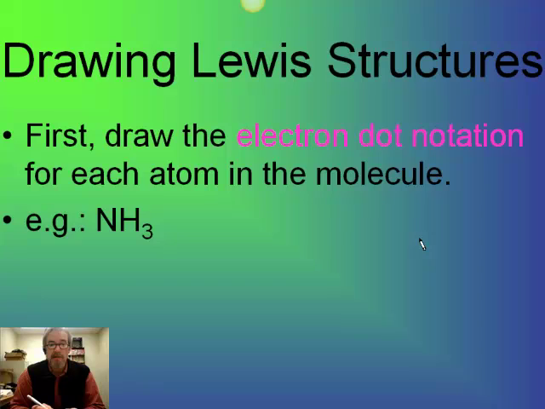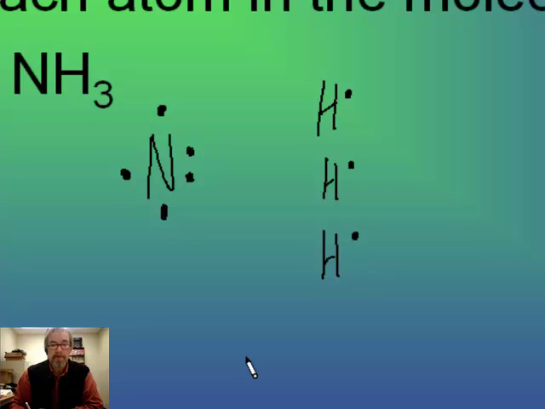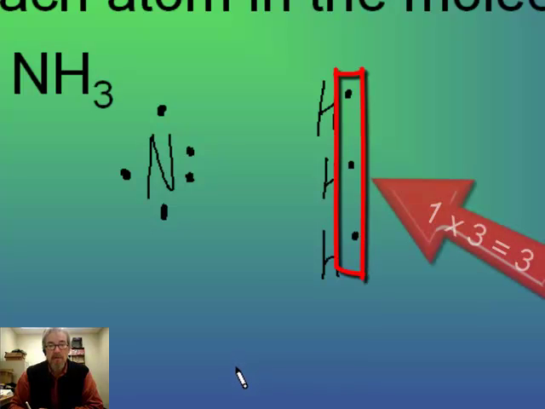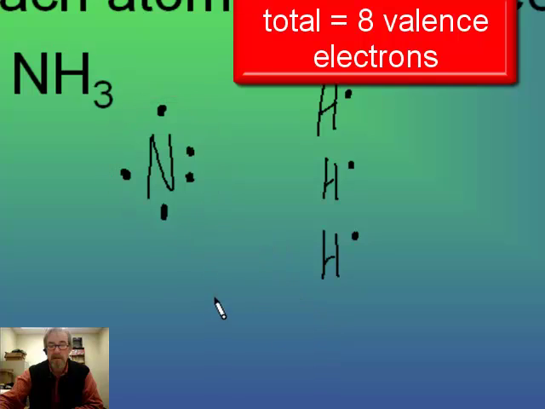If I'm going to do ammonia as an example, I would draw nitrogen. It's in column 5. Remember, I put a dot on each side before I double up. So 4 dots there and then 5. So there's the dot notation for nitrogen. And then hydrogen, 1 dot. And I have 3 hydrogens, so 3 of those. Now the next step is to add up the total number of valence electrons that are available. In this example, I've got 3 hydrogens with 1 dot each, so that's 3 electrons. And then nitrogen has 5 dots, so I'm going to have a total of 8 electrons.